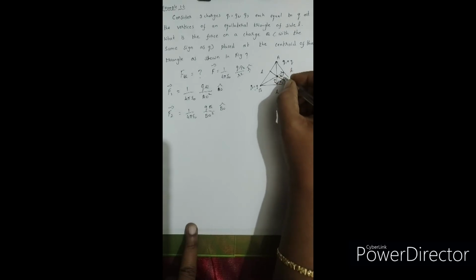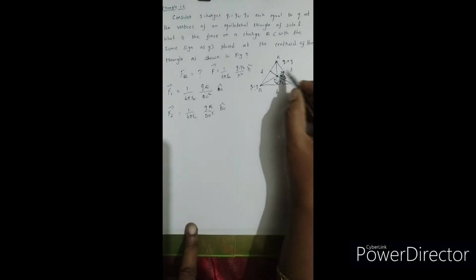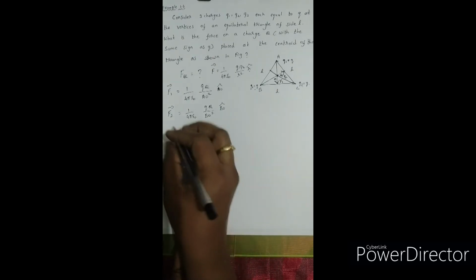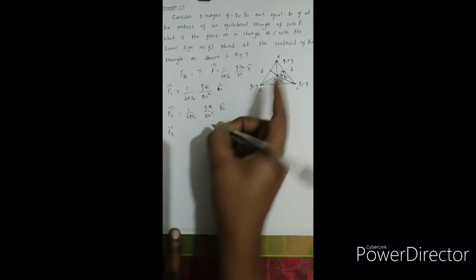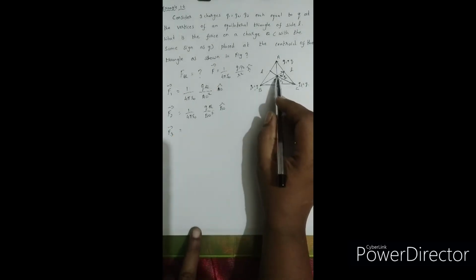So this will be the direction of your F2. Okay children, right? And it is along the BO vector. Similarly, what will be the expression for force on capital Q due to the third charge, that is due to Q3 at the point O?